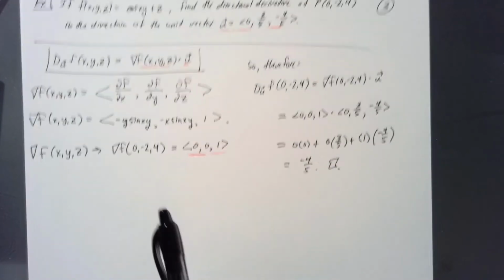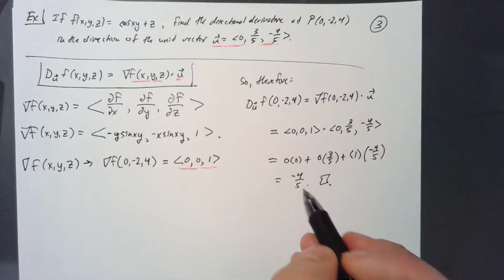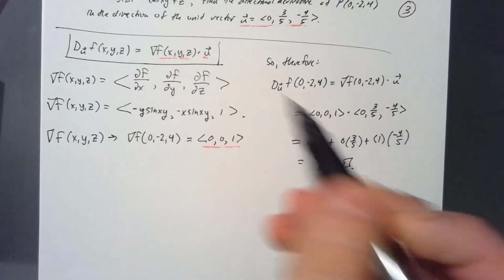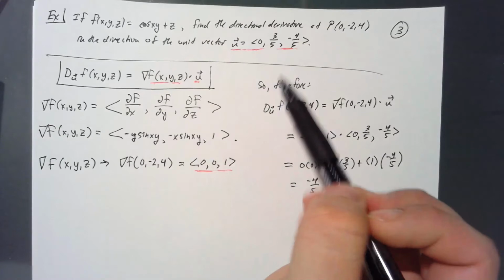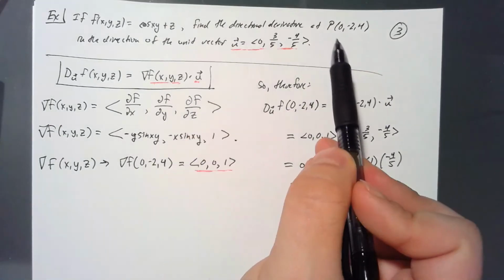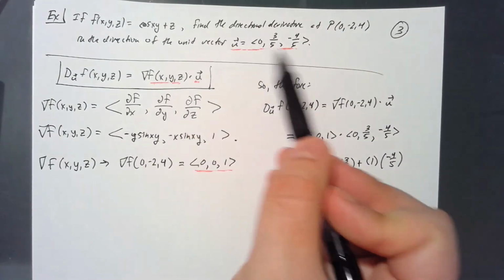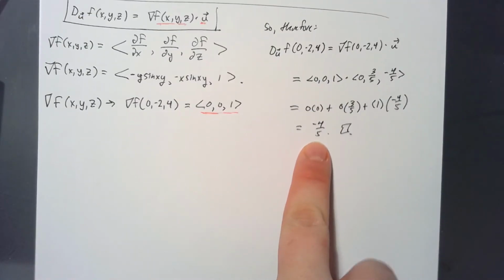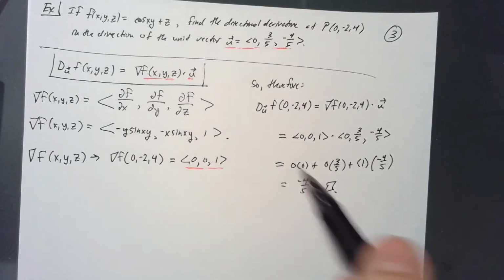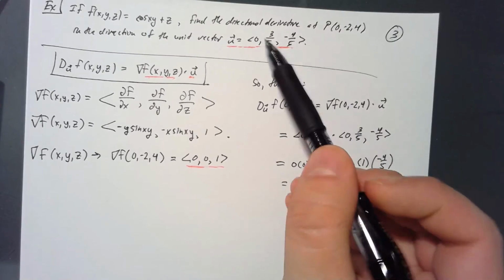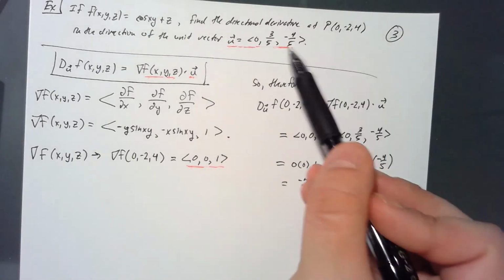So again, what does this represent? This is the slope of this function at this point in this direction. So that's the rate of change. That's the instantaneous rate of change, because that's what the derivative represents. It's the instantaneous rate of change of this function at this point in this direction.